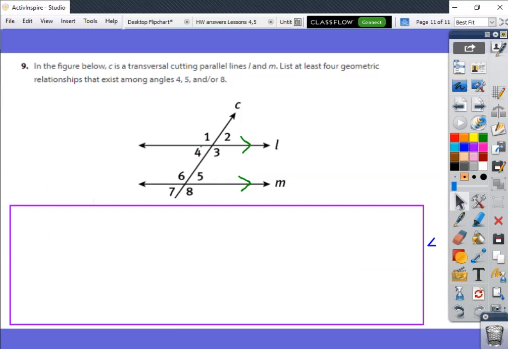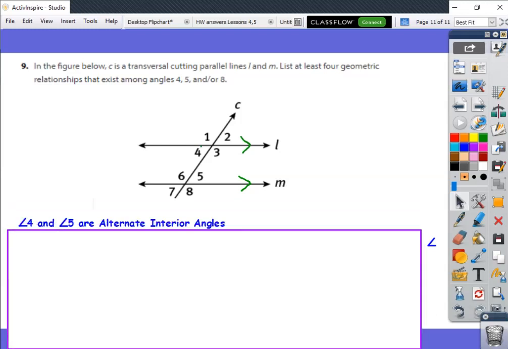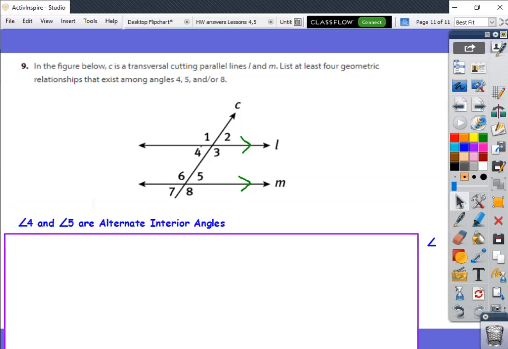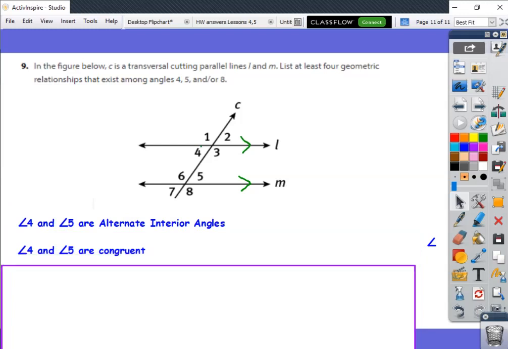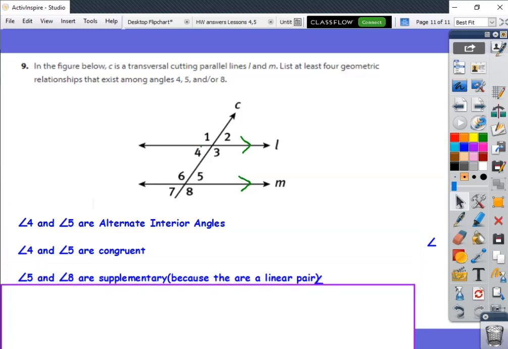Well, we know that 4 and 5 from Unit 1 are alternate interior angles. And because line L and line M are parallel, we can say that those alternate interior angles are congruent. That's a second geometric relationship. Now let's look at 5 and 8. You can see that 5 and 8 are linear pairs, so we can say that they're supplementary.